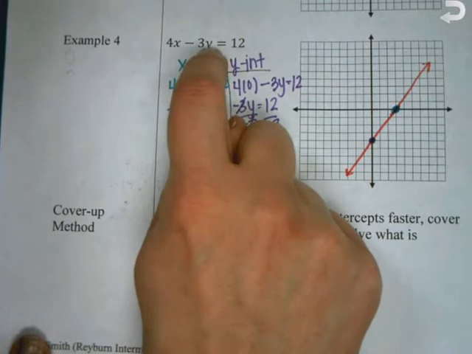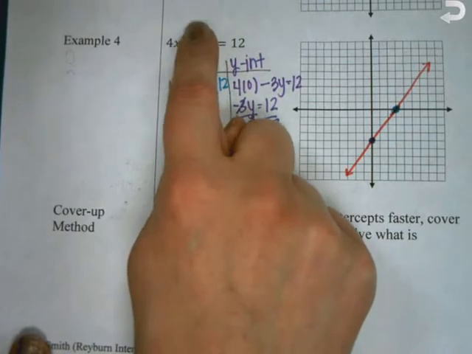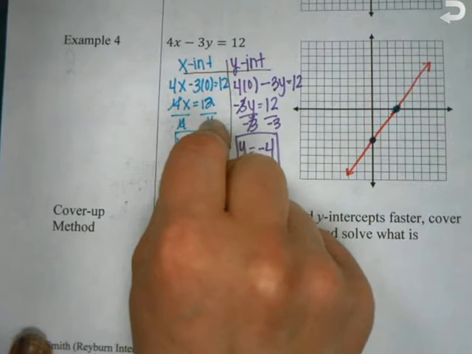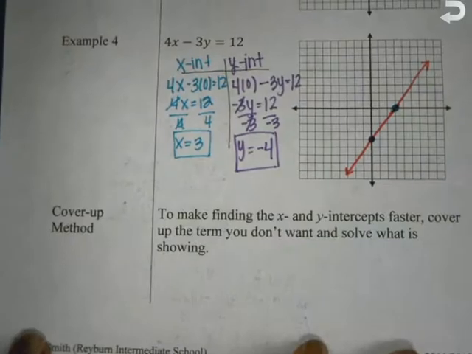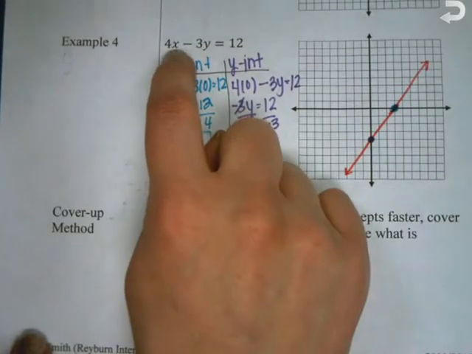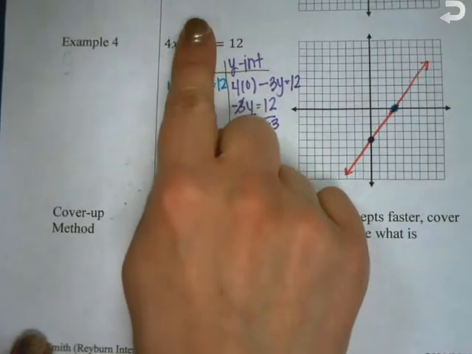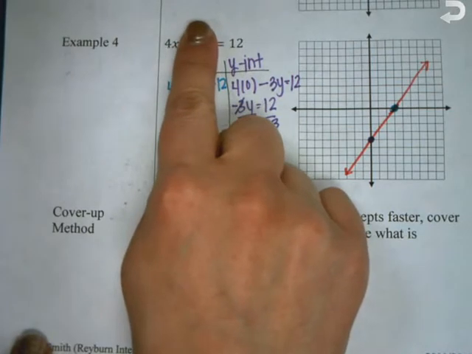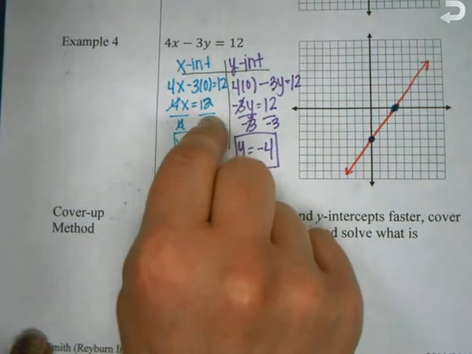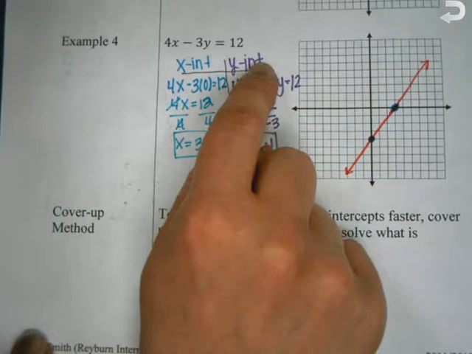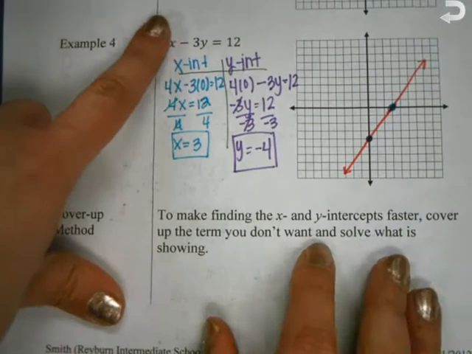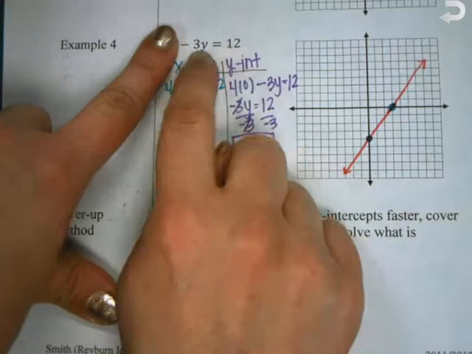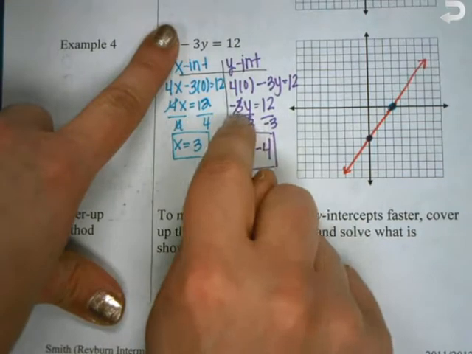So if we're looking for the x-intercept, we just cover up the y term, and what am I left with? 4x equals 12, which is what we ended up with right here. What happens with the y-intercept? I cover up the x term, and what am I left with? Negative 3y equals 12. That makes it just a little bit faster, so you don't have to write the plugging in 0 step. You just cover up whatever it is you don't want.